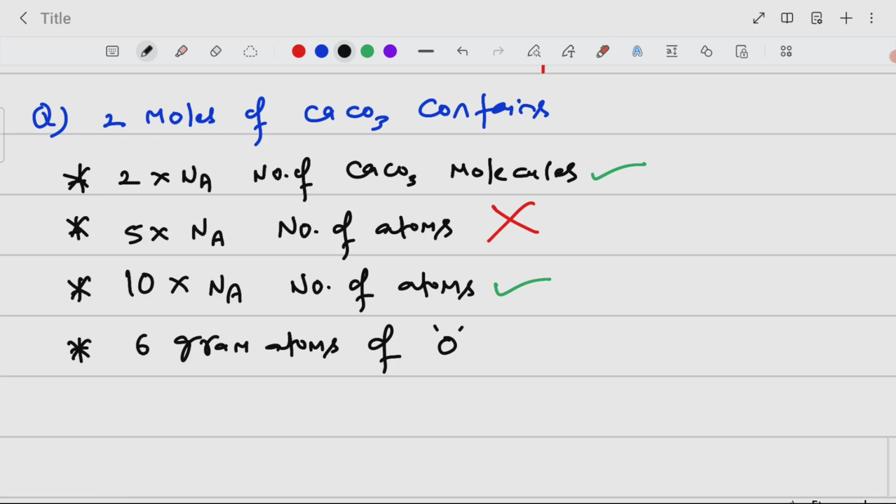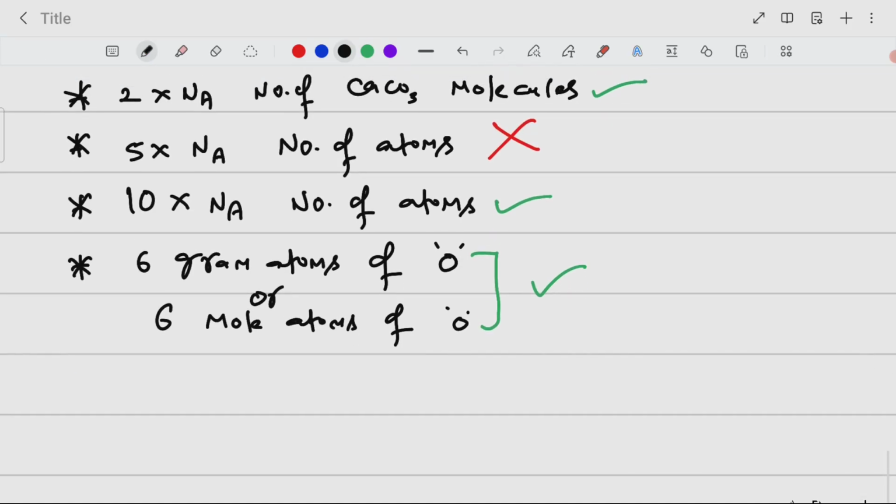1 mole of CaCO3 contains 3 moles of oxygen atoms. Here you can see, but here 2 moles are given. If 1 mole contains 3 moles of oxygen atoms, 2 moles given automatically is equal to 6 moles of oxygen atoms. Gram atoms, how can you write? 6 mole atoms of oxygen. Both are the same, so both are correct. Anyway, you can specify.